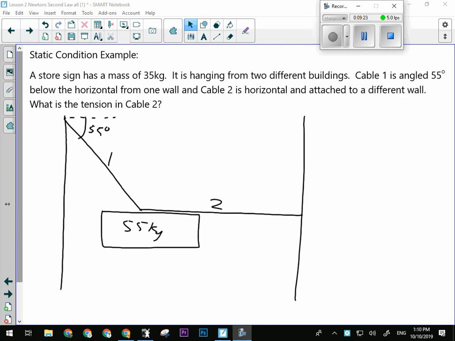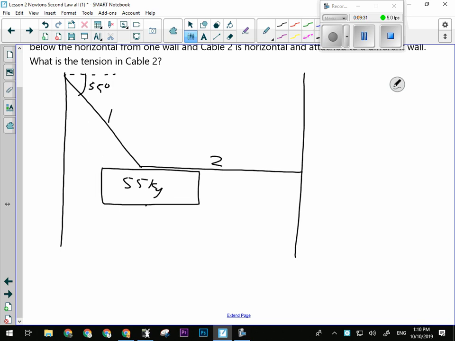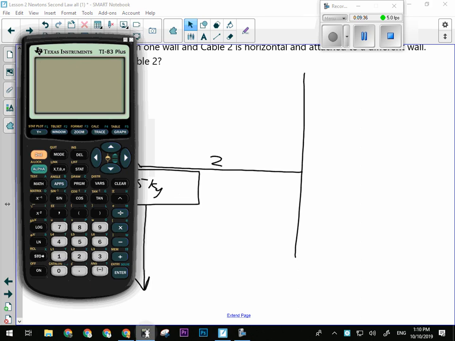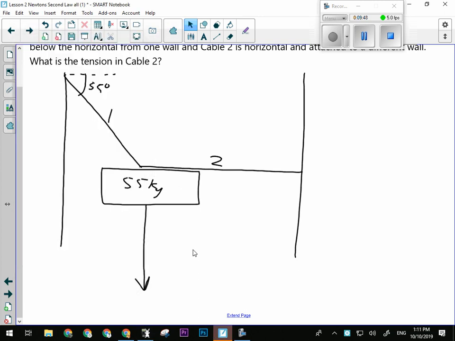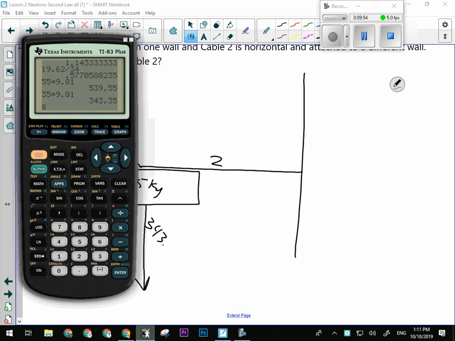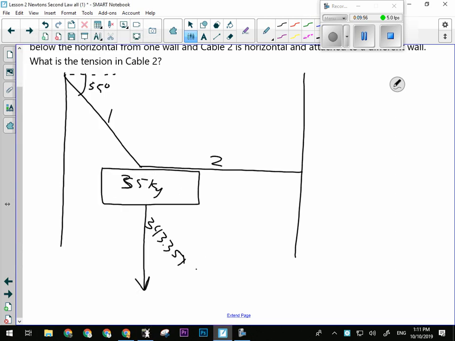Okay, so let's add on a couple of forces here. We need the force of gravity on this diagram. Essentially I'm turning this into a free body diagram. So we have 35 kilograms being pulled by gravity, so 35 times 9.81, which is 343.35 newtons.